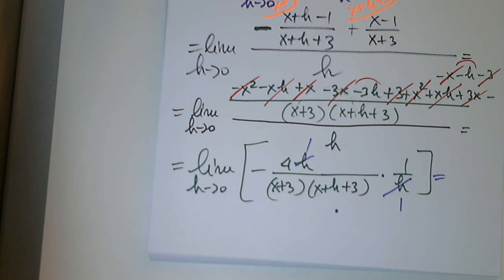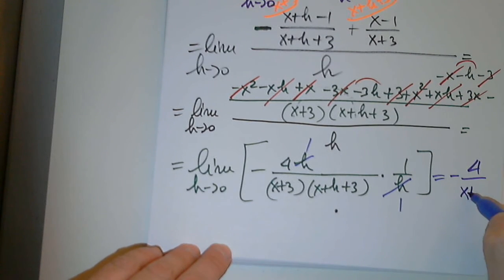So what do I write? What is the final simplified form? Negative 4 over x plus 3 times x plus h plus 3. Careful. You're very close. X plus 3 squared. Yes. Negative 4 over x plus 3 squared.